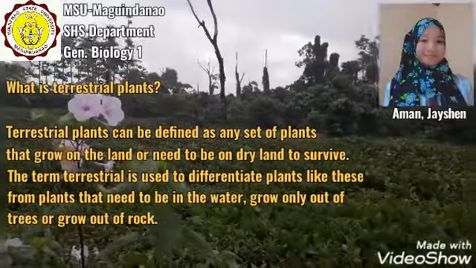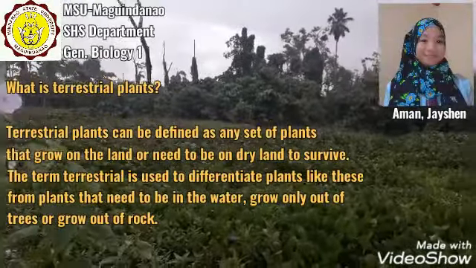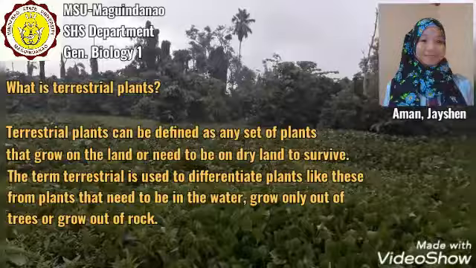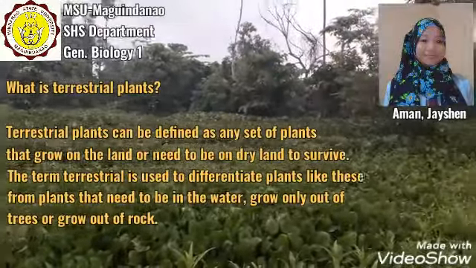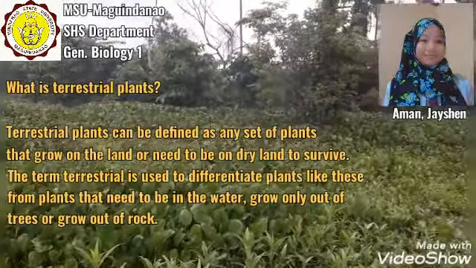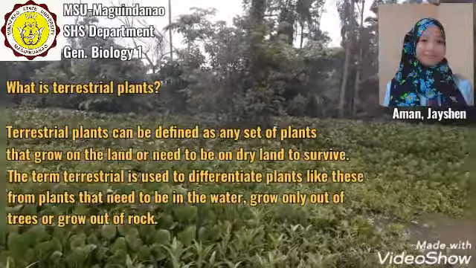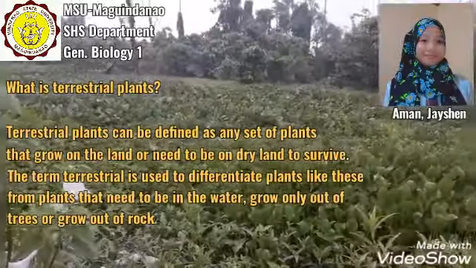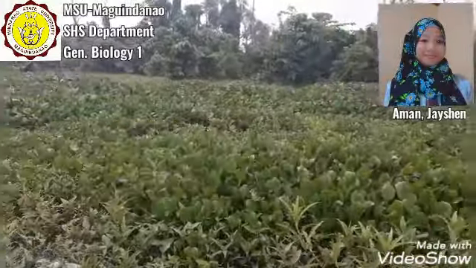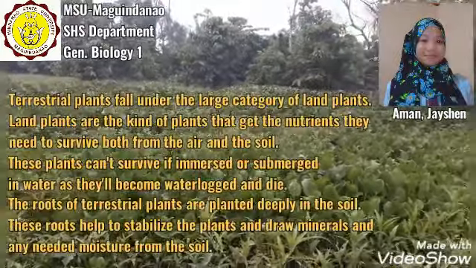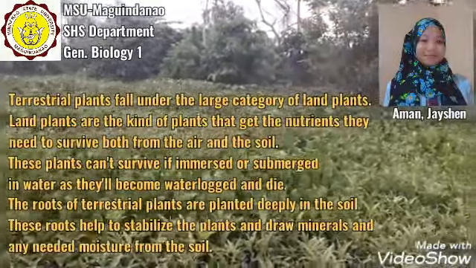While a terrestrial plant can be defined as any plant that grows on land or needs to be on dry land to survive. The term terrestrial is used to differentiate plants like this from plants that need to be in water, grow only out of trees, or grow out of rock. Terrestrial plants fall under the large category of land plants.